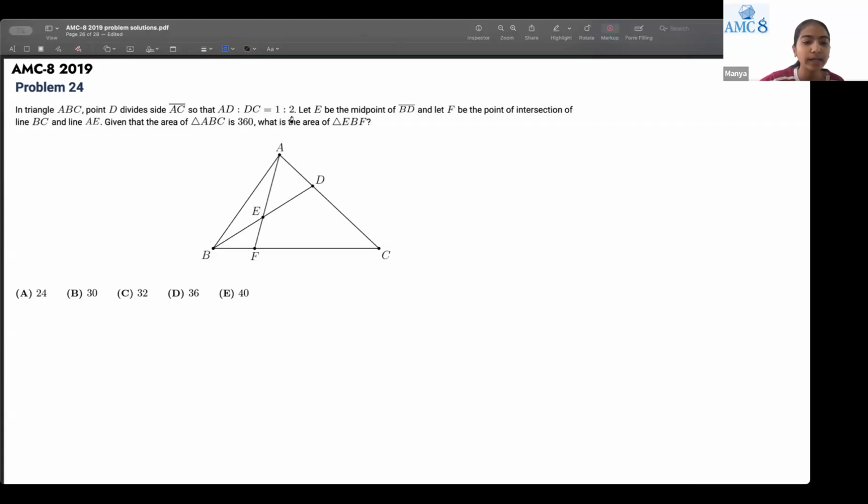So point D here divides AC. So D divides AC so that AD is equal to 1 and DC is equal to 2. And so this whole thing will be equal to 3, right? Because 1 plus 2 is equal to 3.